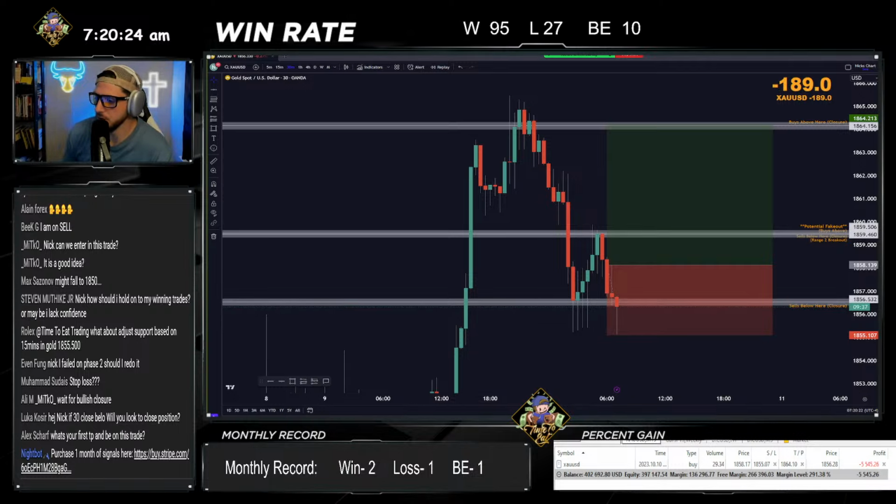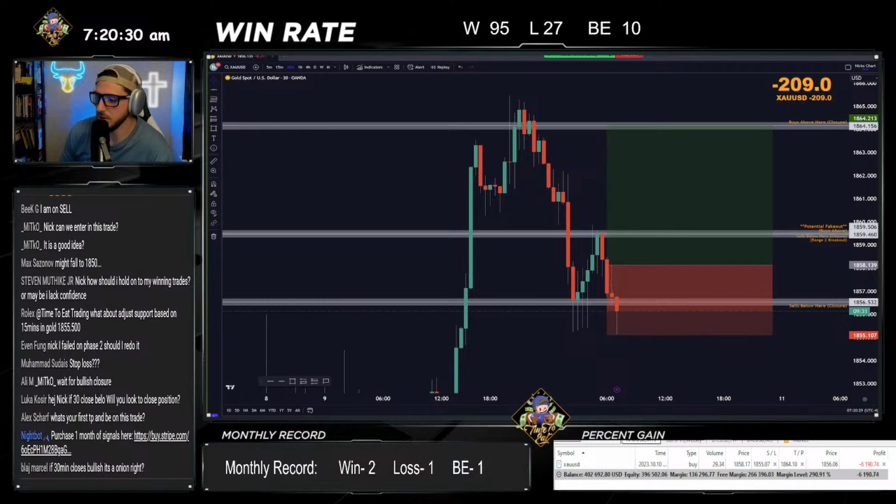I failed on phase 2. Should I redo it? It's either that or what? What's the alternative? If the 30 closes below, will I look to manage it? Yeah, if the 30 closes below, I may look to manage it.